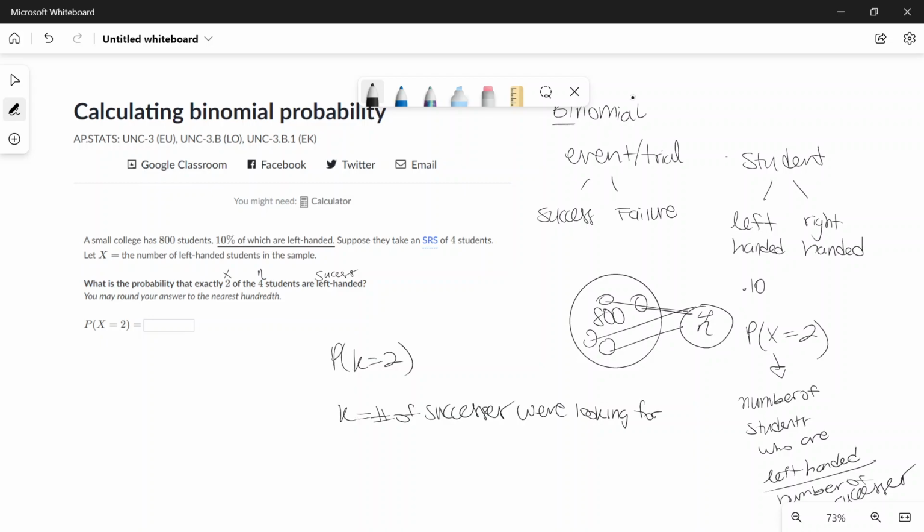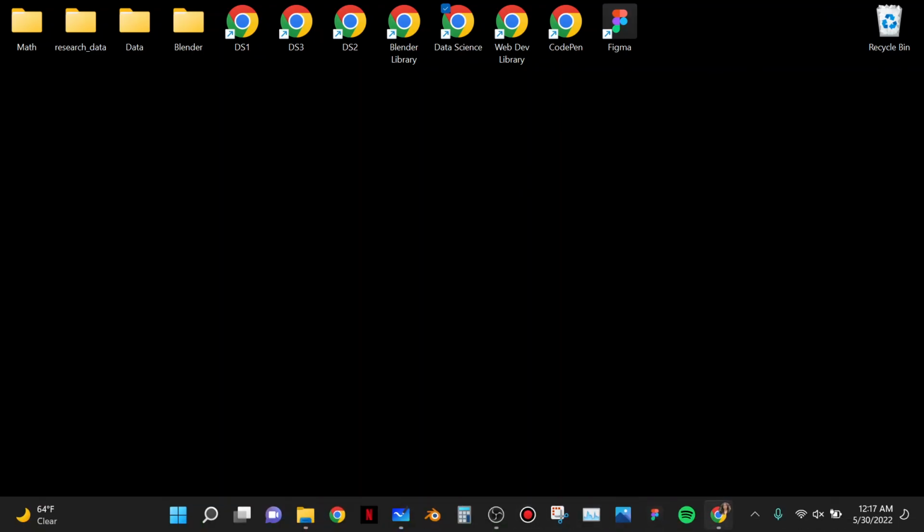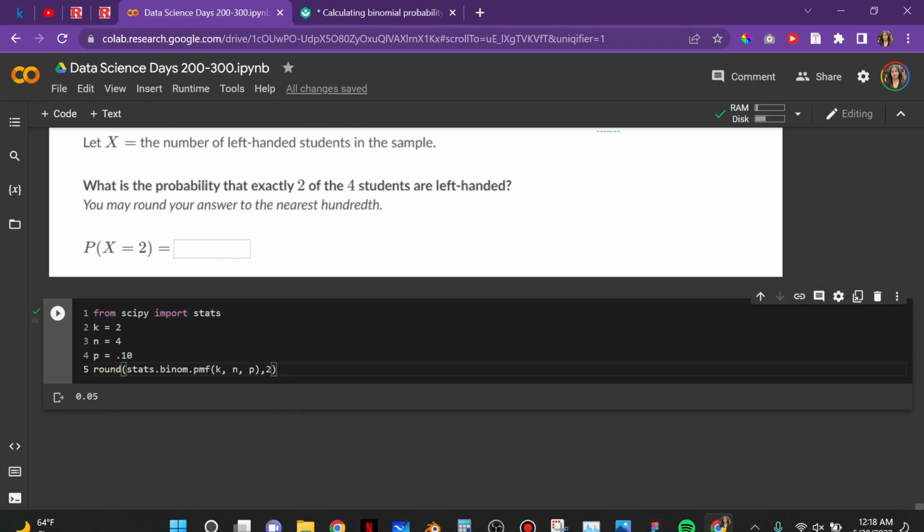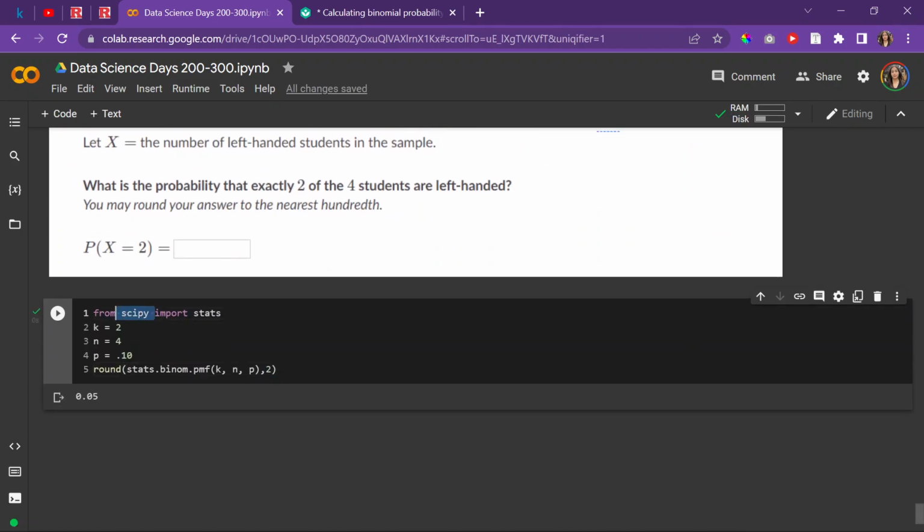Or the number of left-handed people that we're looking for. Okay, so just to give you context of what we're doing, if we go back to the code, you'll see here the first thing I did was import a function from a library.